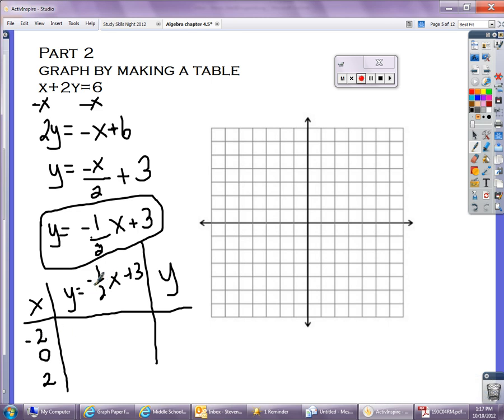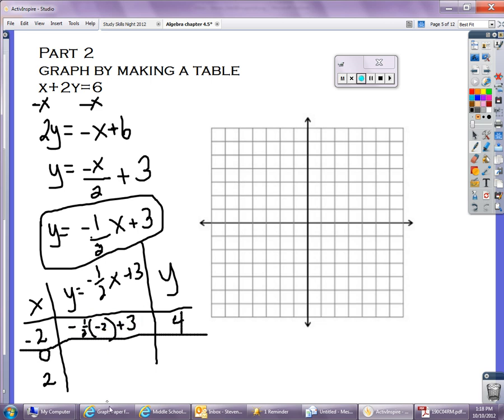Watch. If I do negative 1/2 times the first x, which is negative 2, so you have a negative times the negative, so you get a positive, and 2 times 1/2 is 1. So positive 1, then plus 3 is 4. And what I would do here is I would just show that I'm doing negative 1/2 times negative 2 plus 3.